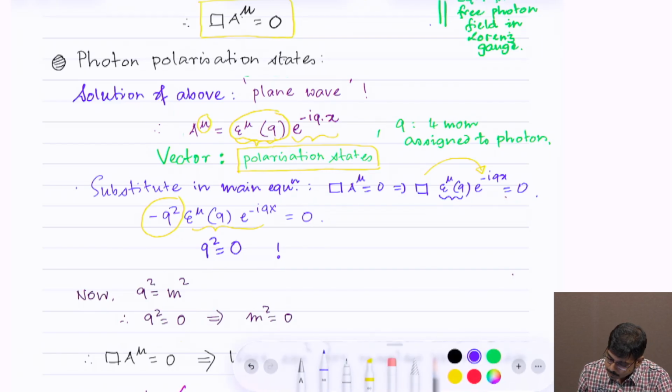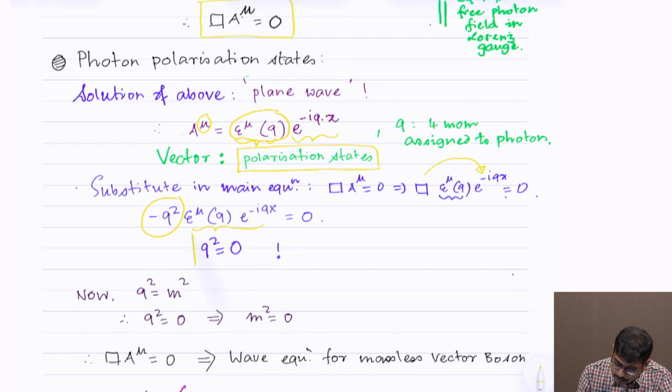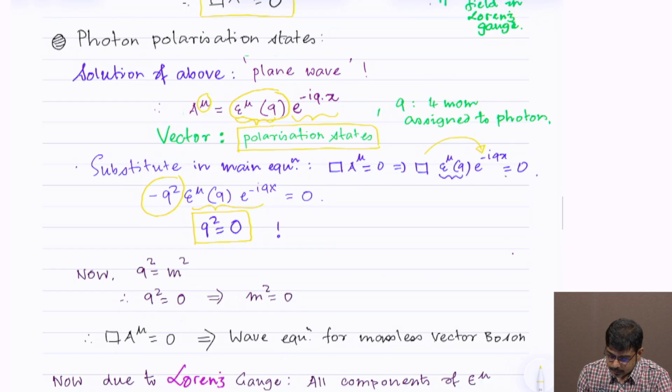Now, what is this q square? q is basically the 4-vector, the 4-momentum vector assigned to this photon field. So in general, what is this 4-momentum square? This q is essentially E comma P. So what will be q square? q square is q mu q mu, and if you do this multiplication, this is nothing but E square minus P vector square.